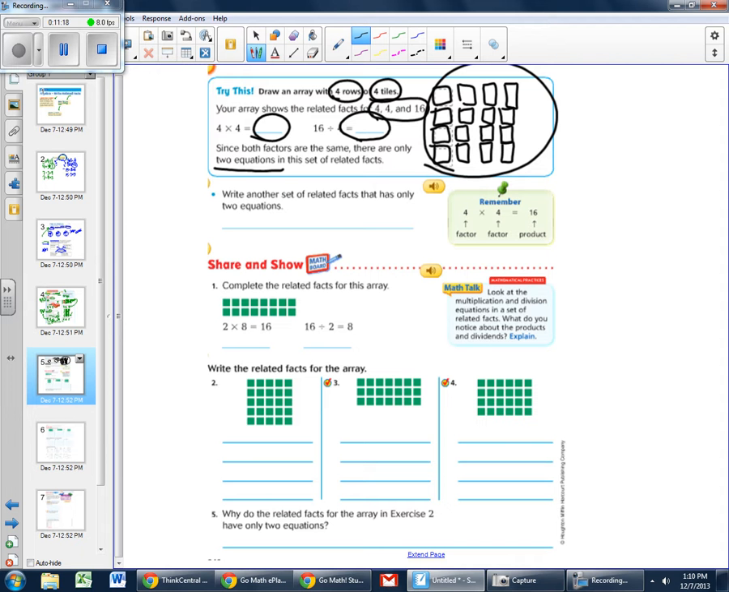The next one says, write another set of related facts that has only 2 equations. So this is describing this one. Since you had the 2 numbers that were the same, you only have 2 equations. So think of something else where the 2 numbers are the same, like 2 times 2 equals 4, which would be 4 divided by 2 equals 2. So think of something that has another double in it, and you write that on that line. Try to think up your own, since you don't need to copy mine.